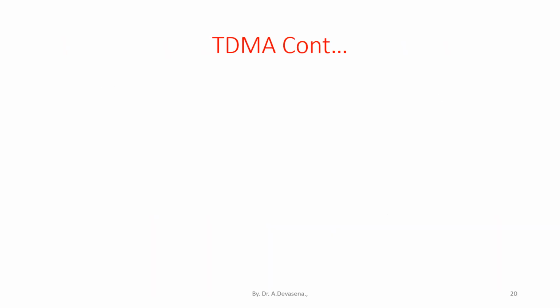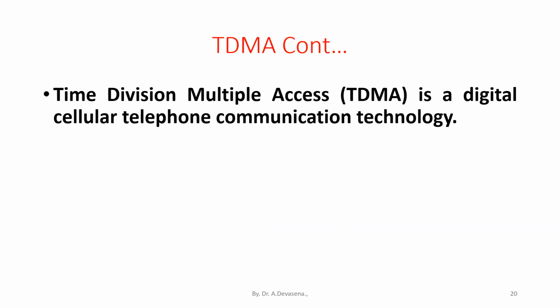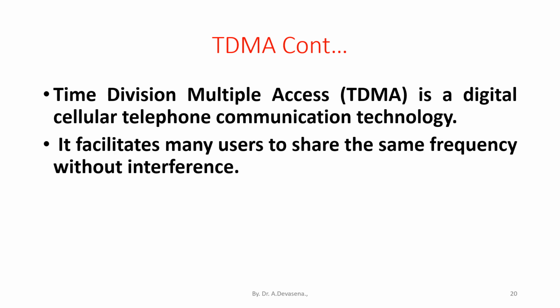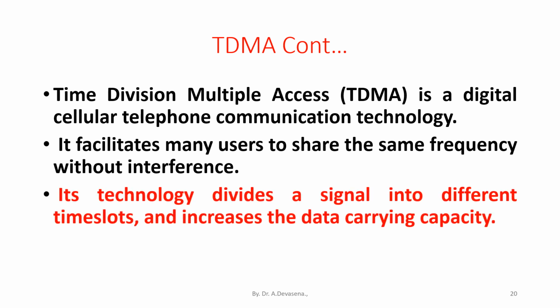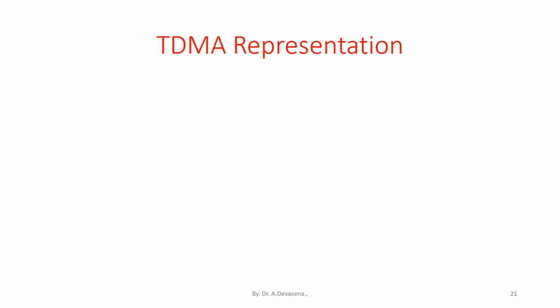Time division multiple access is a digital cellular telephone communication technology. It allows many users to share the same frequency without interference. Its technology divides a signal into different time slots and increases the data carrying capacity. Let us see the TDMA representation.